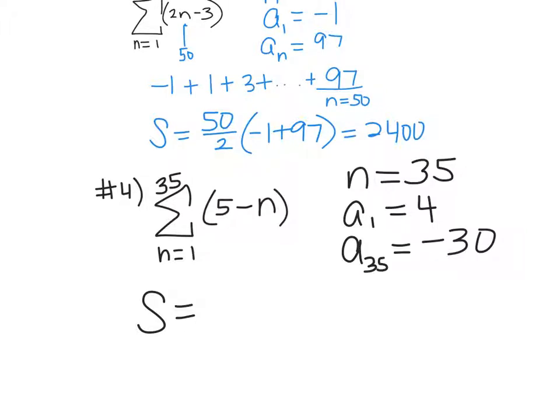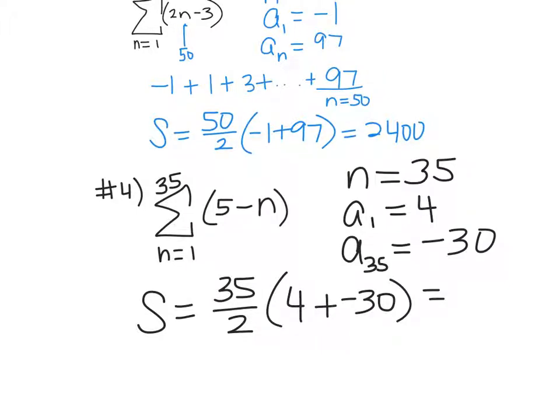You just look up at the top of your page on your test, and you go, oh, there it is. It's n over 2, a sub 1 plus a sub n. All right, so let's do it. 35 over 2, 4 minus 30, negative 455. It's okay if you get a negative number. Just means you're adding up a lot of negatives, not a problem.